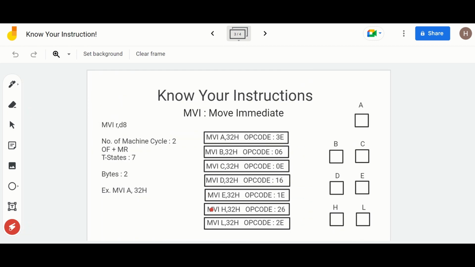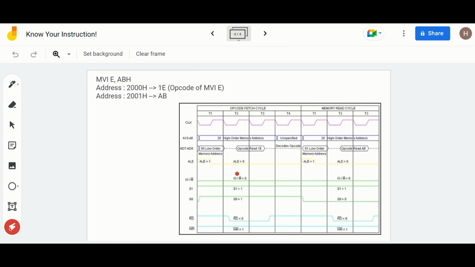Let's check again, MVI E. See, the opcode is 1E. So we are going to have the opcode on the AD0 to AD7 bus, as you can see here. Now remember, for opcode fetch, the S1 and S0 signals will always be 1. The read signal will go down when the opcode is getting fetched. So see, during the time when the opcode is getting fetched, the read signal is down.